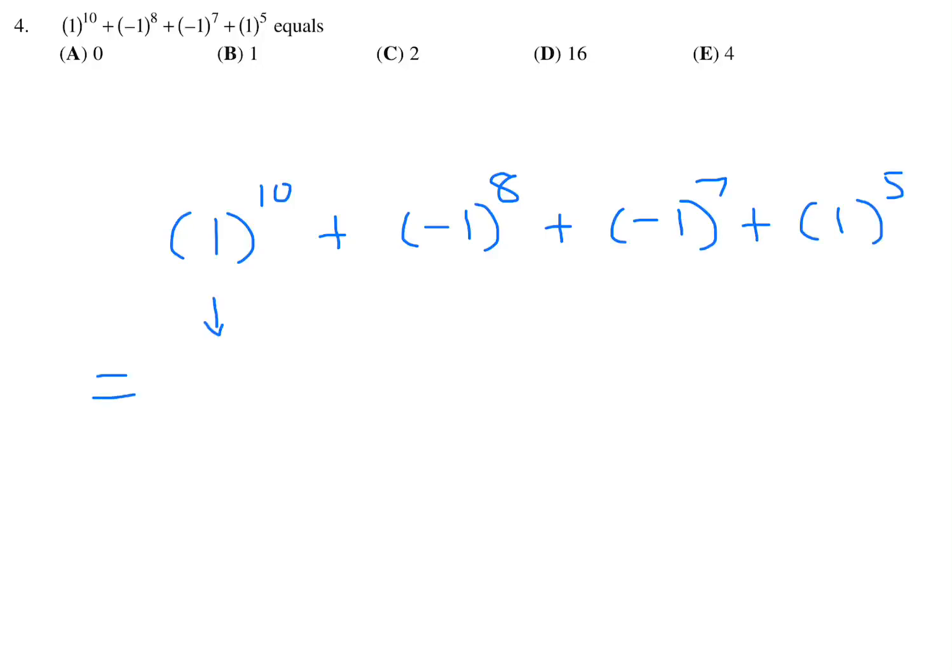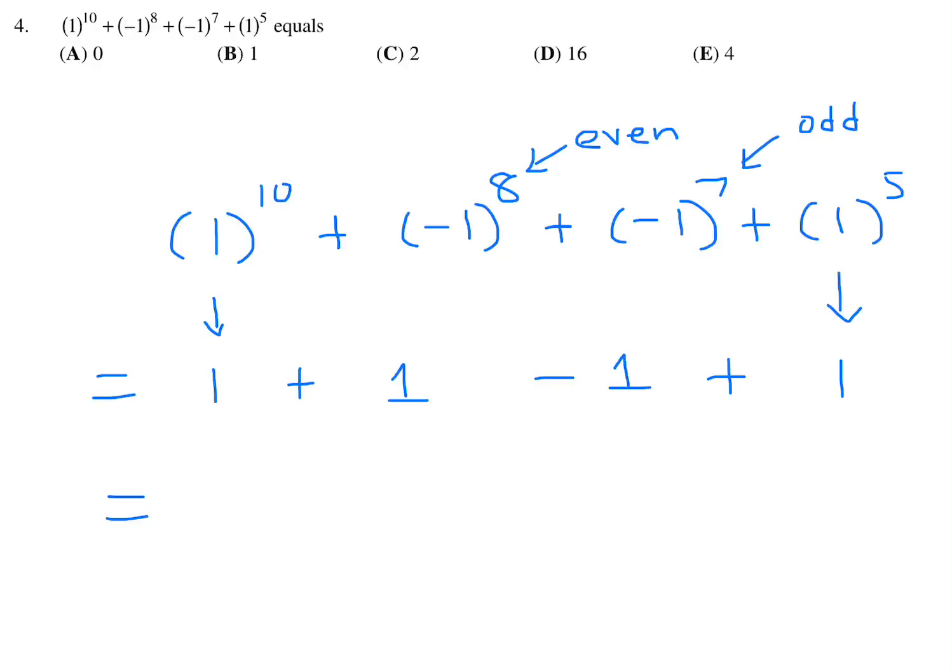So this is of course just 1, and this is 1. But when you have negative 1 to an even exponent, the result will be positive 1. And when you have negative 1 to an odd exponent, the result will be negative 1. So this essentially is 1 plus 1 minus 1 plus 1, which is 2. So the answer is C.